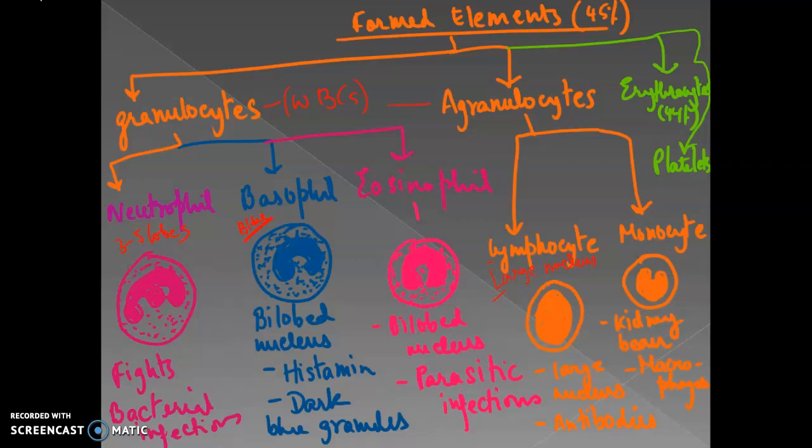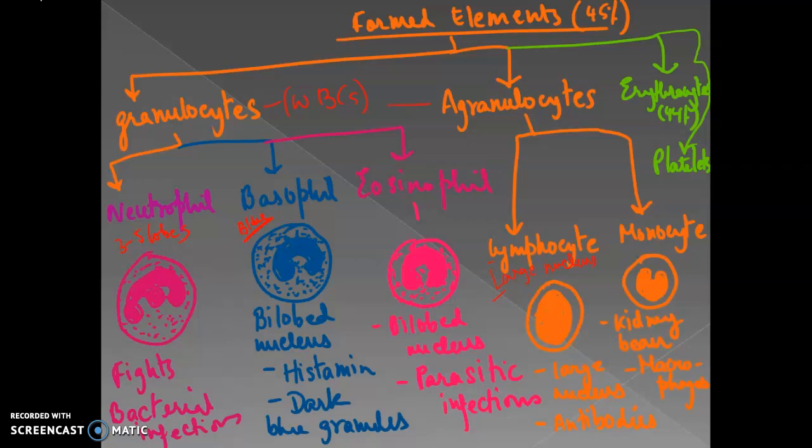The next one is monocyte, and monocyte has a dented nucleus or a kidney bean shaped nucleus. Don't get confused. Monocyte does not have a bilobed nucleus. So if you look at basophil and eosinophil, they have a prominent bilobed nucleus, but monocyte has a dented nucleus. It looks like the nucleus was round but got a little dent. So it has a dented or kidney bean shaped nucleus.